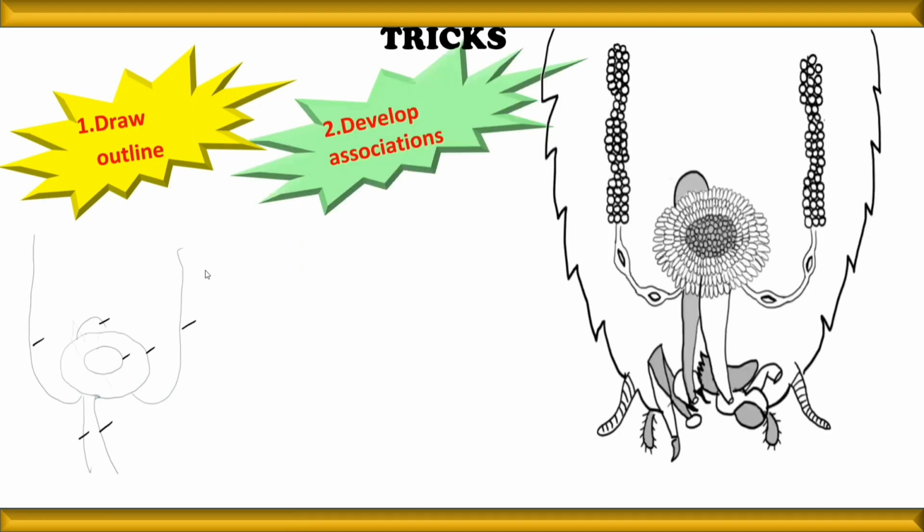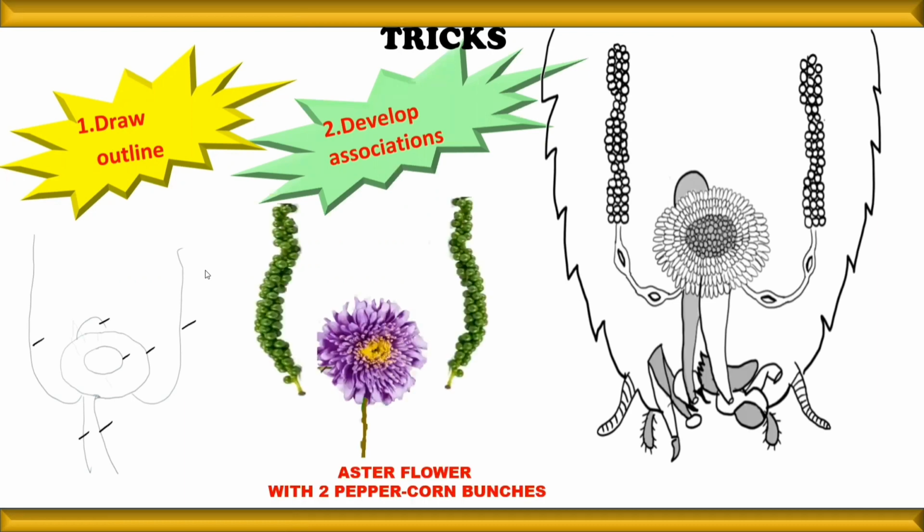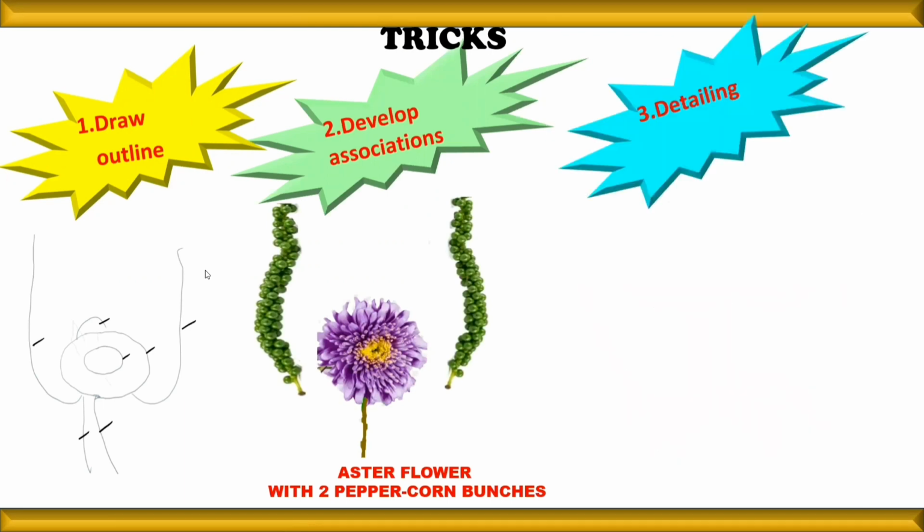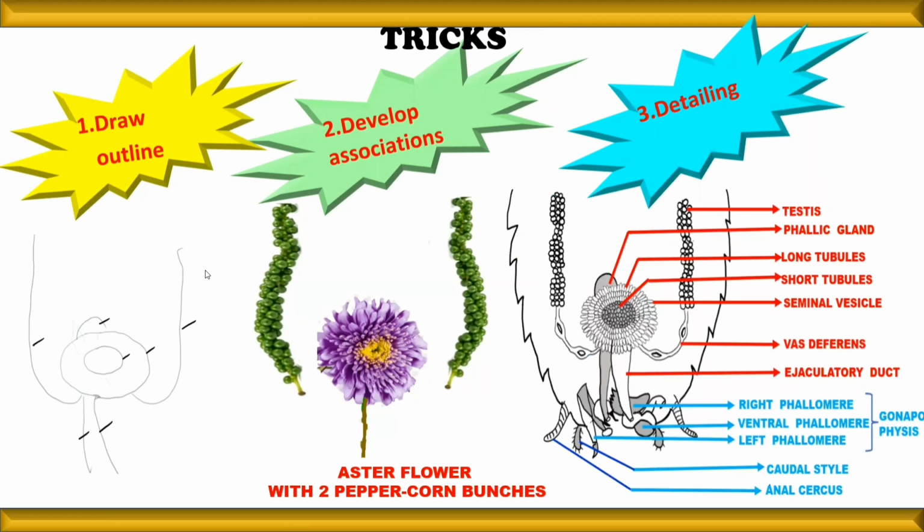Develop association. When you look at the diagram, at the center, the highlighted mushroom gland and the testis appears like the aster flower with two pepper corn bunches. So use this as an association, and finally do the detailing with all the labels.